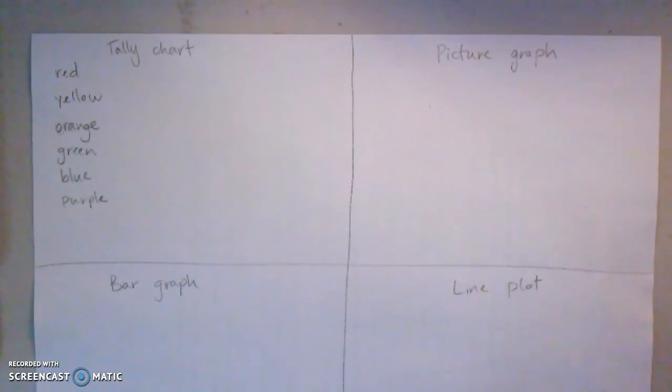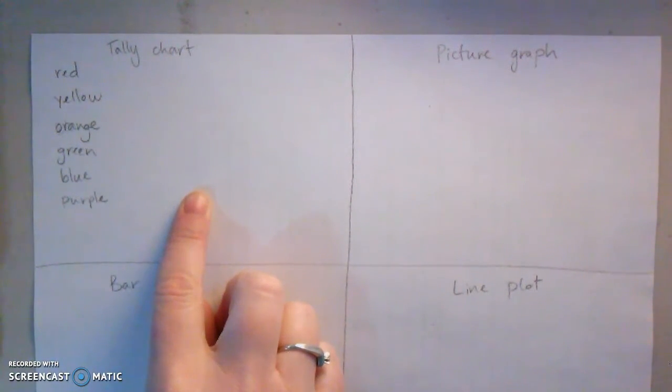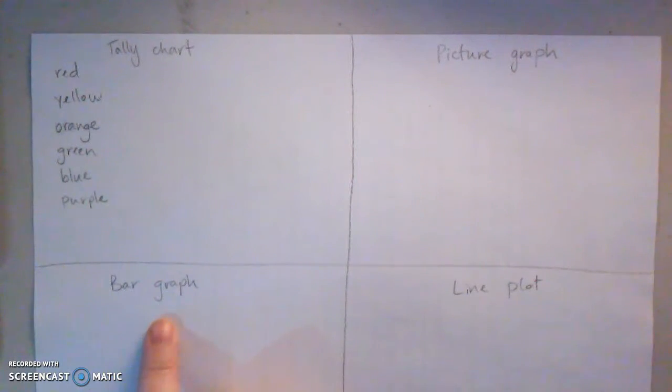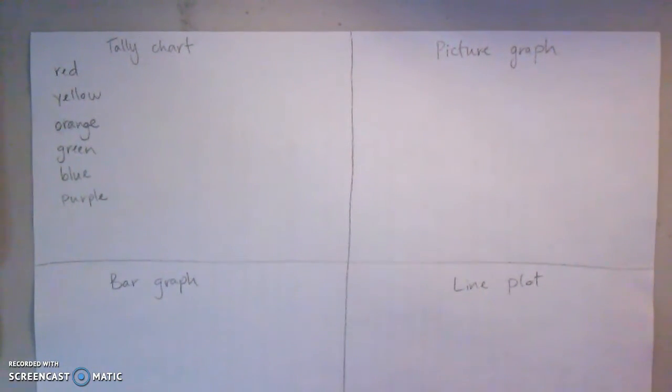Hey class, I'm going to show you how to do your end project for this one. You are going to be making four different charting information 4 different ways. So the first is we're going to be making tally marks. We're going to use that information to draw a picture graph, a bar graph, and make a line plot. So you can do this with anything that you want.